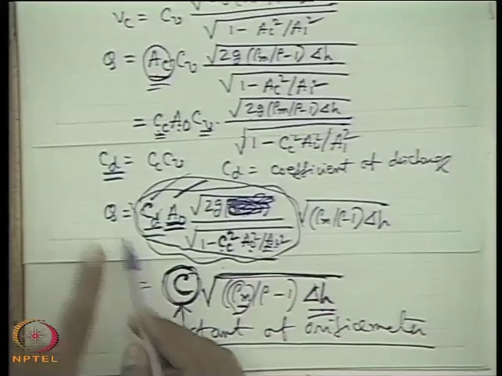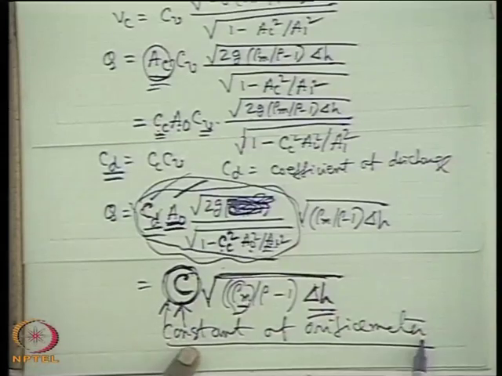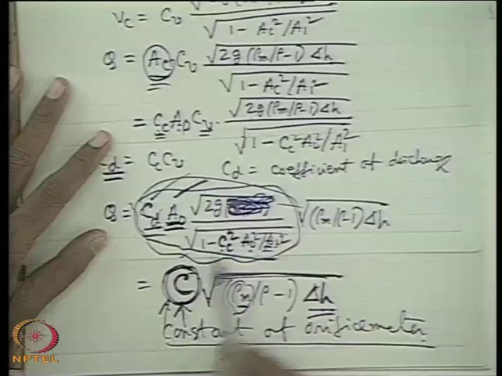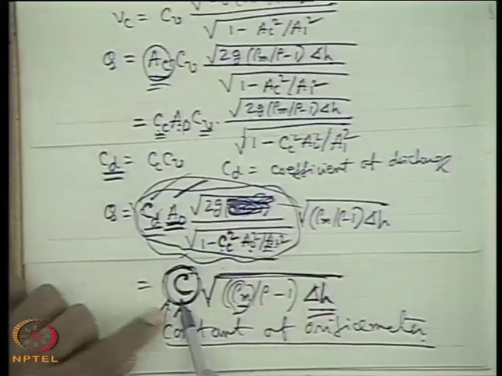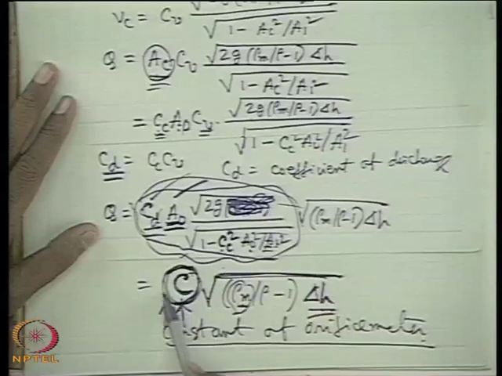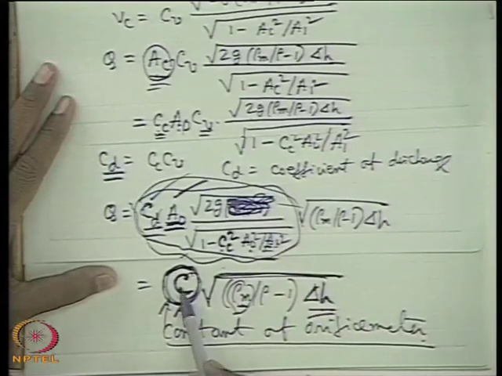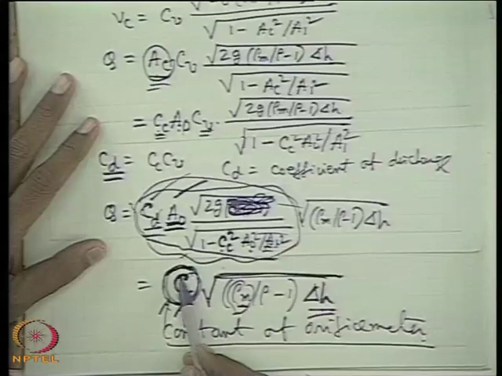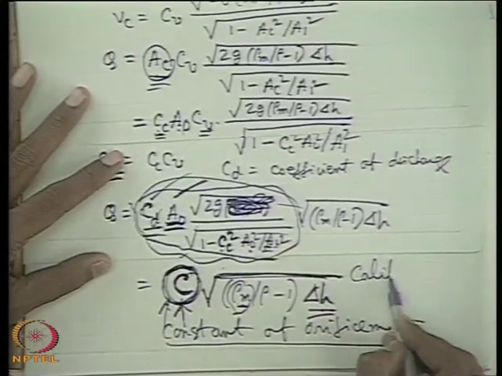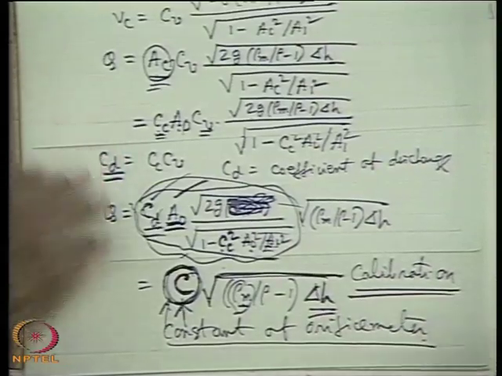But when I find Q from here, I must know the value. If the orifice meter constant is given, I do not bother with all these equations, root over 2g by root over 1 minus C squared, I simply multiply. But what I must know very accurately is the value of C. To establish an accurate value of C within a range of flow is known as calibration of orifice meter. So this is very important, a calibration of orifice meter before it is used.